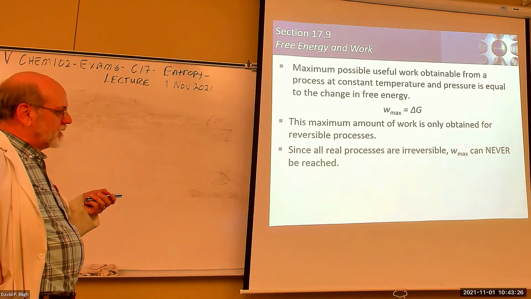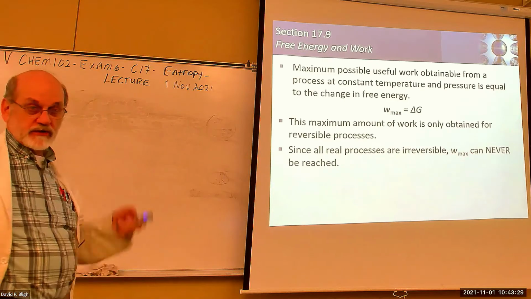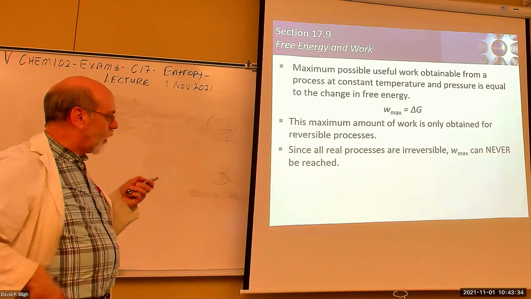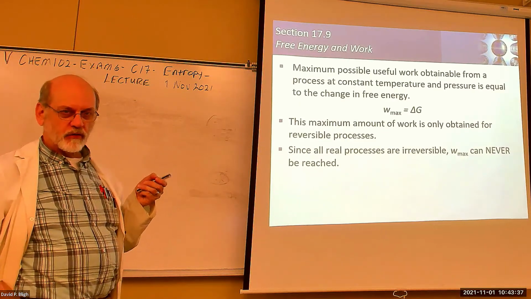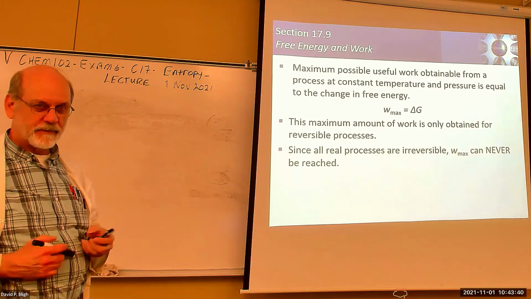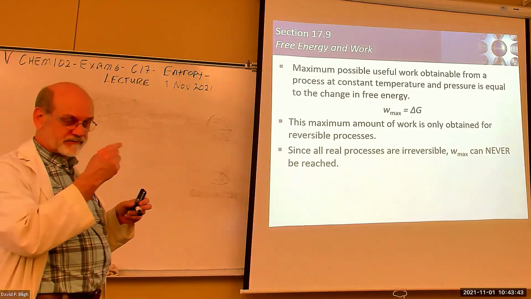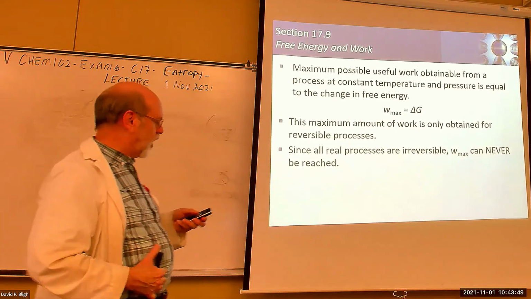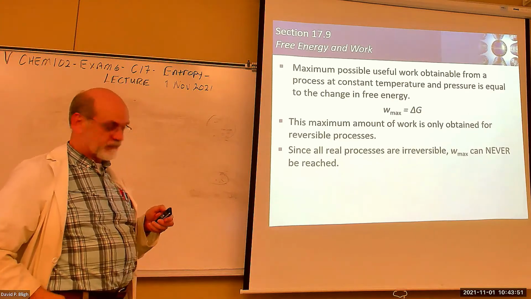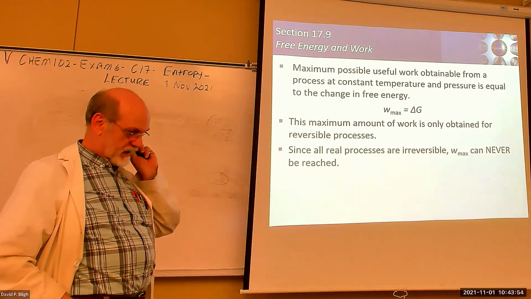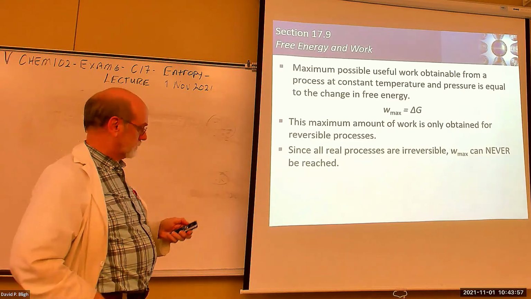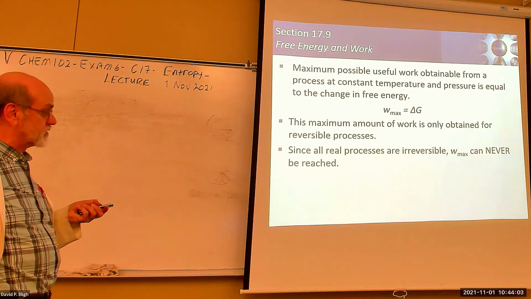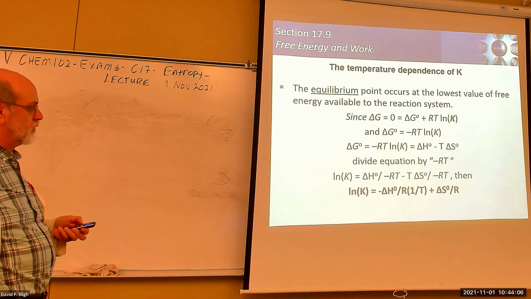But maximum work can never be reached. That's a theoretical value. Right? And it only occurs for reversible reactions on the very smallest scale. They could easily go back and forth. But all processes are irreversible. If they're going to go spontaneously, they will not go back the other way. So there must be something else involved here. If this is the maximum available amount of energy, then there must be some loss somewhere.